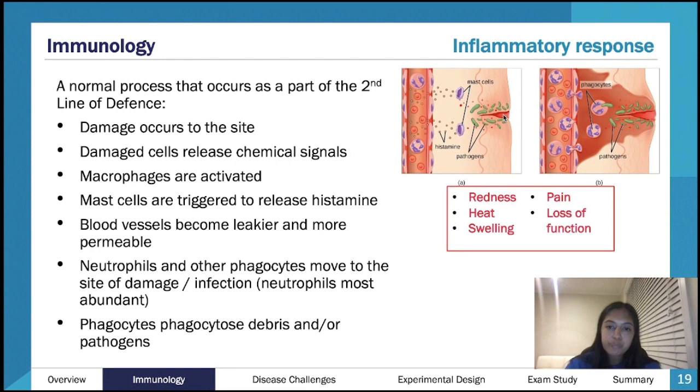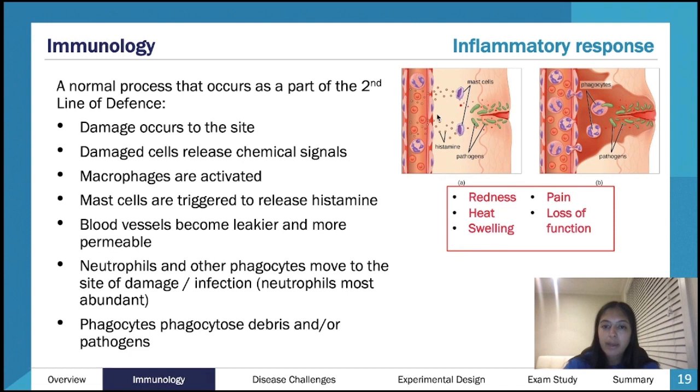So these damaged cells release chemical signals. The cells in the tissue here will detect that they've been damaged, and that will call your innate immune system into play, remembering that your innate immune system is very quick. So your macrophages are ready. They're going, okay, I'm coming to the site of infection, time to help out.